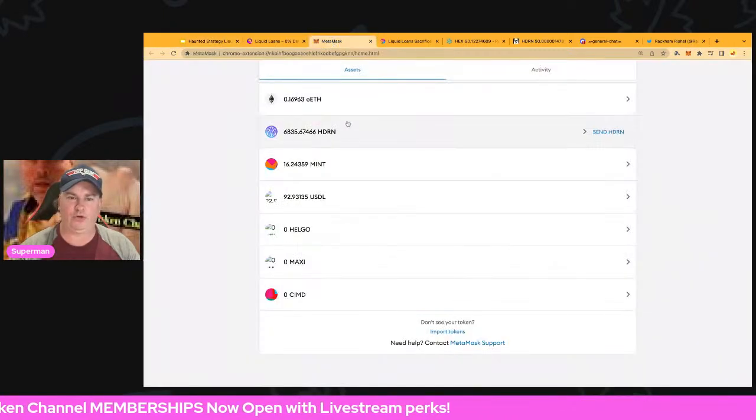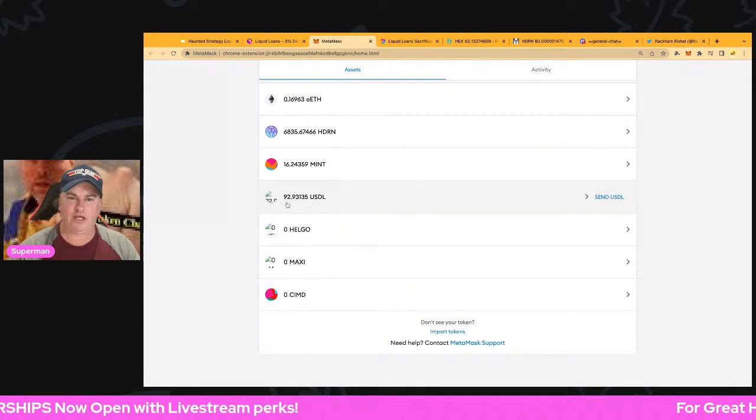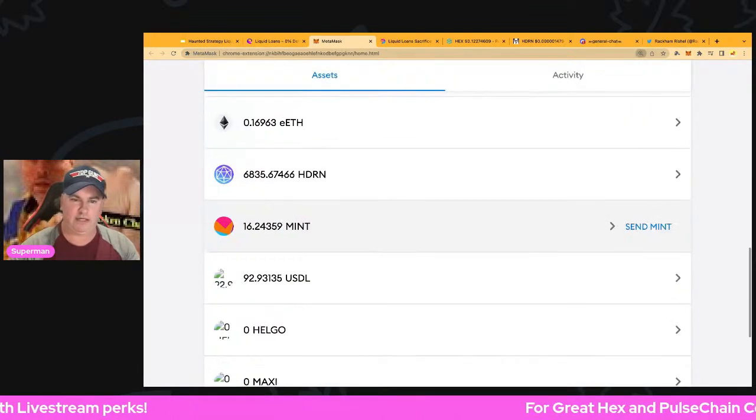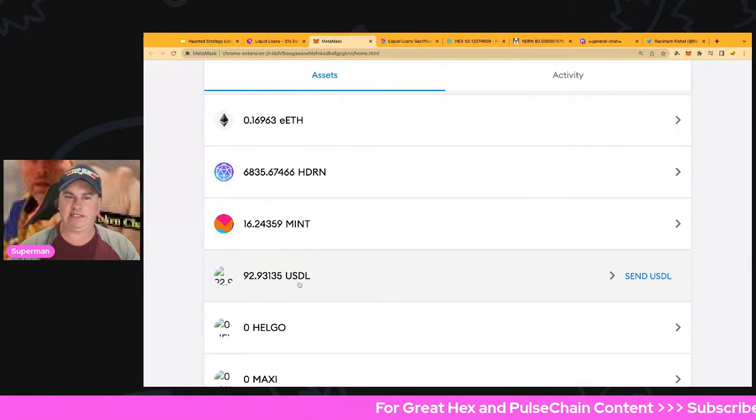Those will show up in your wallet. And of course, I've got some in here. I've got 92, so I can scroll that up there. I've got 92 USDL on the testnet here at the moment.